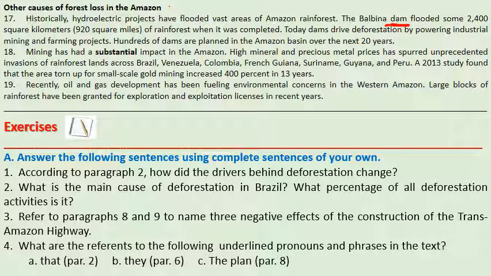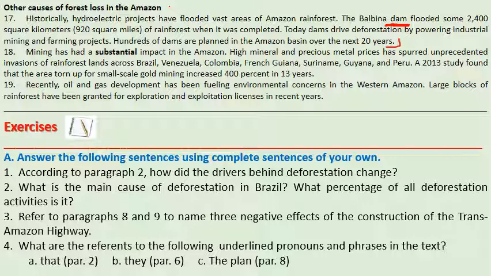Today, dams drive deforestation by powering industrial mining and farming projects. Hundreds of dams are planned in the Amazon basin over the next 20 years. So the dam is horrible for the environment. It floods the land occasionally, and the electricity that's produced is powering industries that are in turn harming the environment in the Amazon.